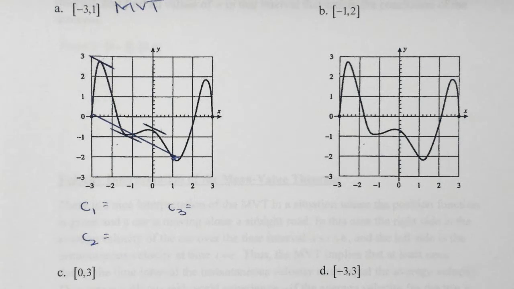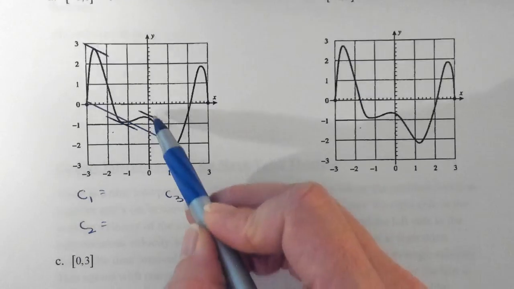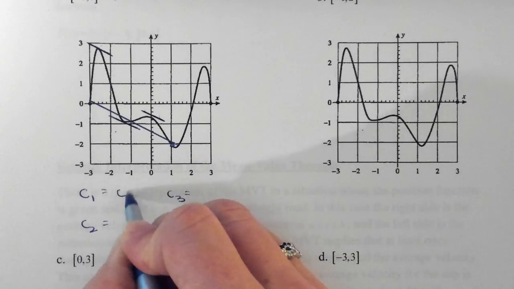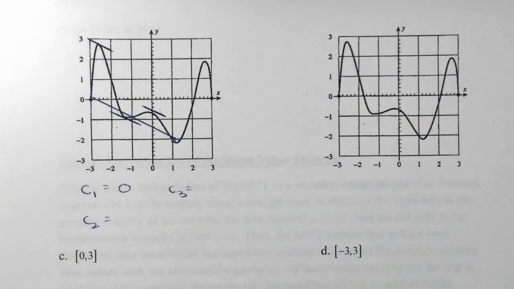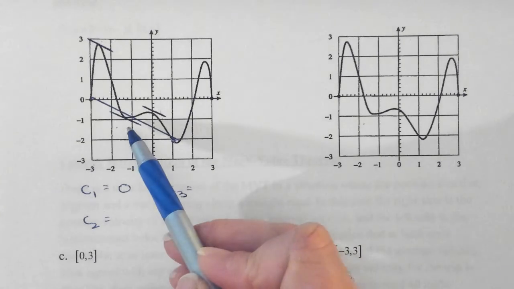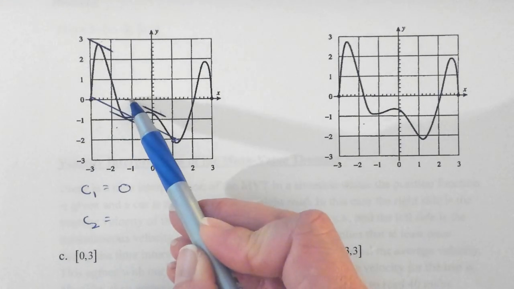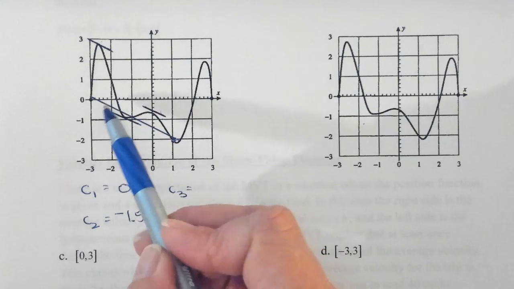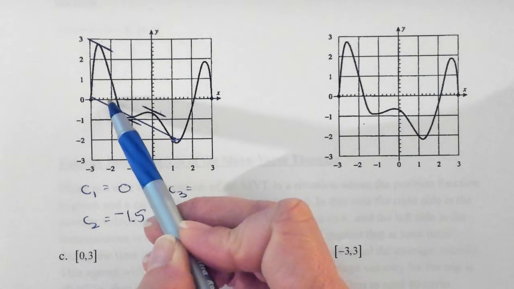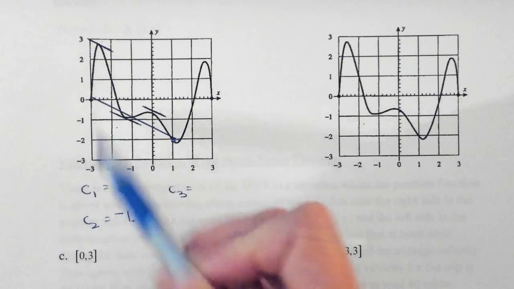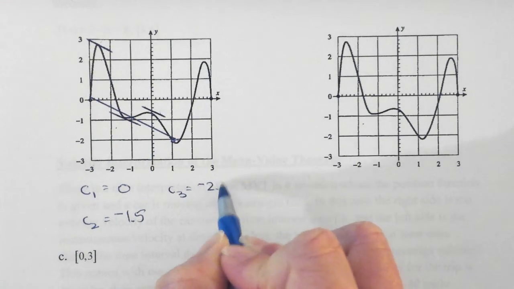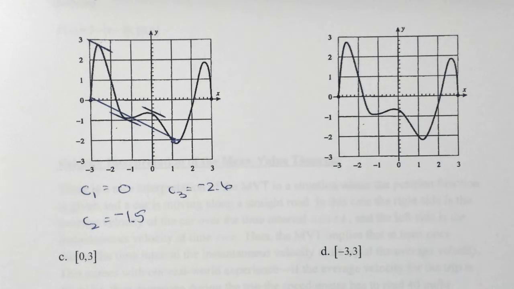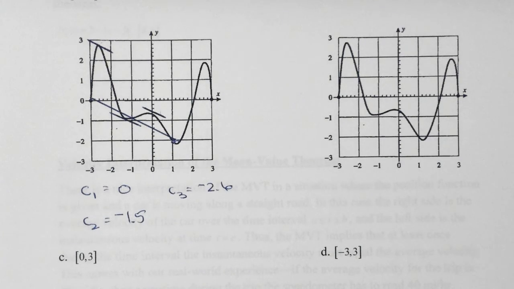And I highlighted those in green or pink, I can't remember which one. Okay, so here, even though this is not touching, we could say that C sub 1 is 0. It doesn't matter where it is. You said this is negative 1 point what? 5? Sure. And then C sub 3 would be negative 2.246-ish. Okay, those are the only ones, right? Agree? Disagree?